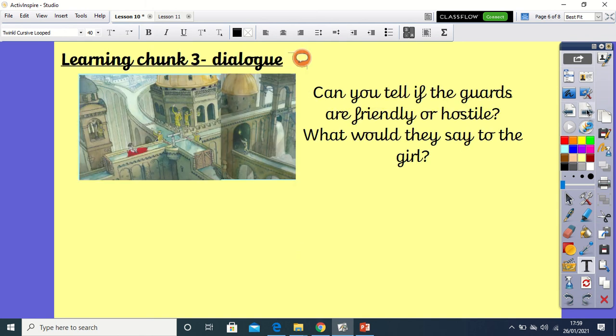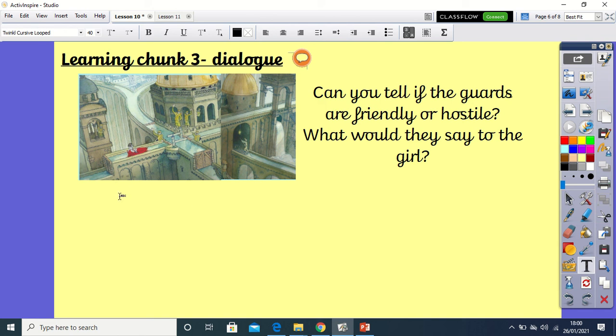Okay, moving on to our last learning chunk then. So here we're concentrating on this image on the left, and it's where the girl meets the guards for the first time. And I want us to think about, can we tell if the guards are friendly or are they hostile? So are they unwelcoming or are they welcoming? And what might they say to the girl?